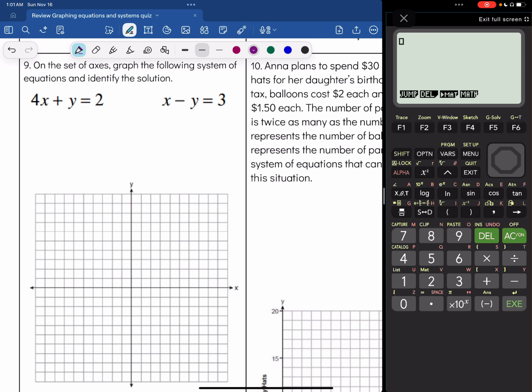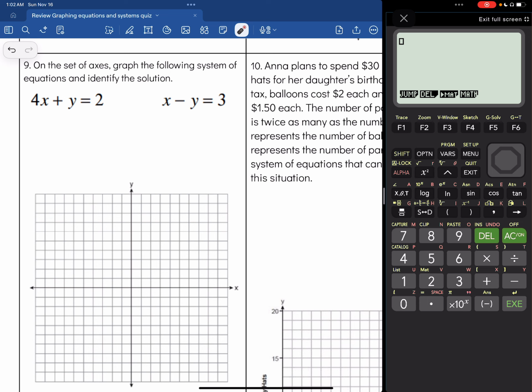Notice that neither of these equations is in slope-intercept form. So to be able to graph them, we first have to put them in slope-intercept form. So all we have to do here is solve for y, right? We need to put this in the form y equals.